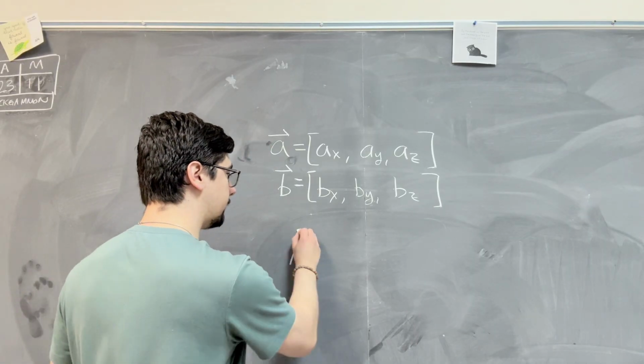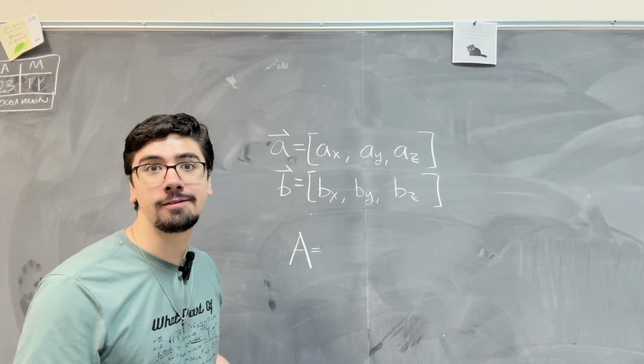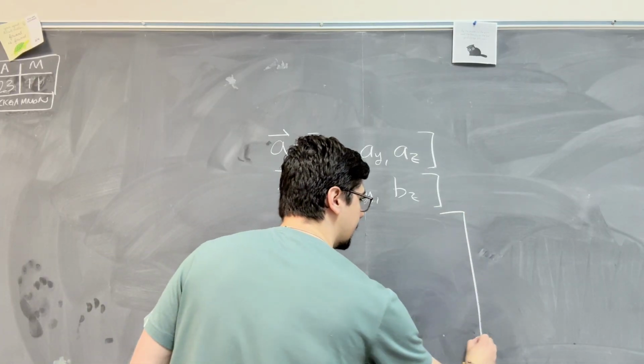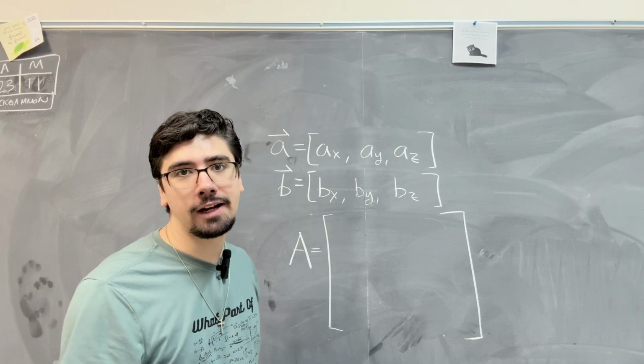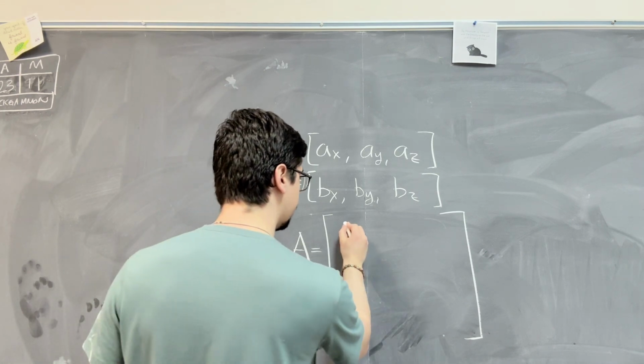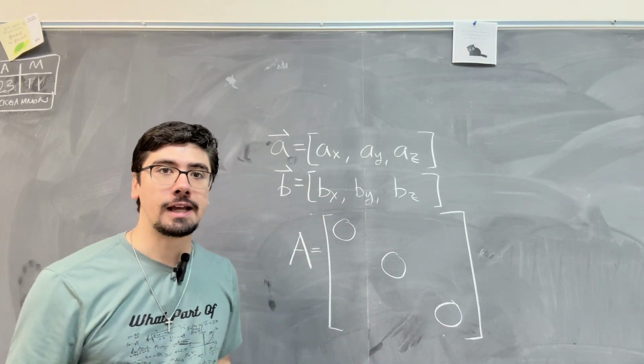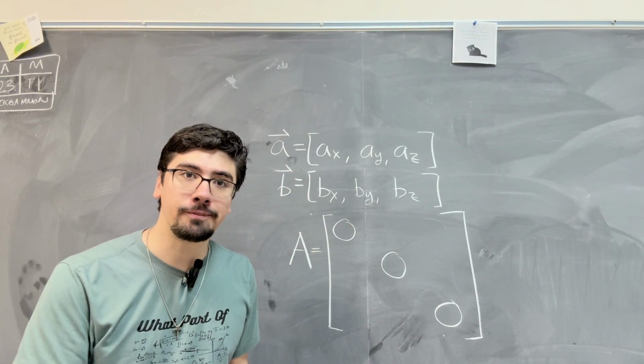Let's call it capital A, I know, really creative. And here's how you're going to make this new matrix. In the diagonals, you're just going to put zeros. 0, 0, and 0. And then you're going to fill out the rest of the entries like this, okay?